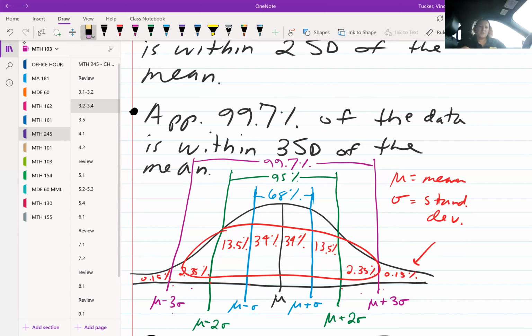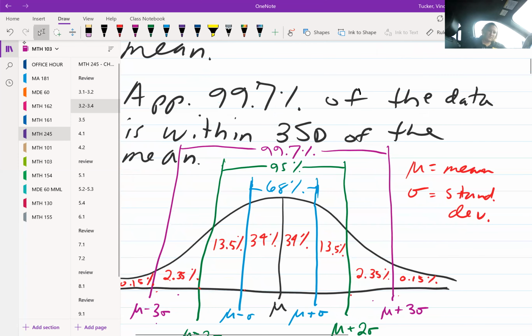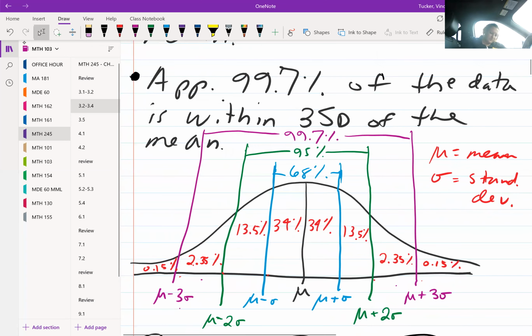Are you talking about over here in the tail down here? Yep. 0.15%. Yep. Make it a little larger. I'll show you how these percentages work with this and all that stuff.